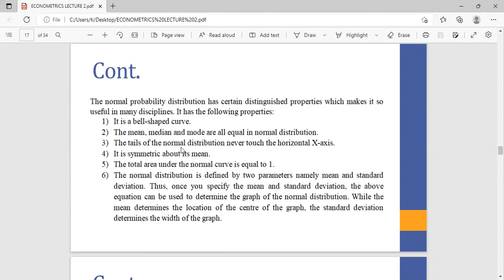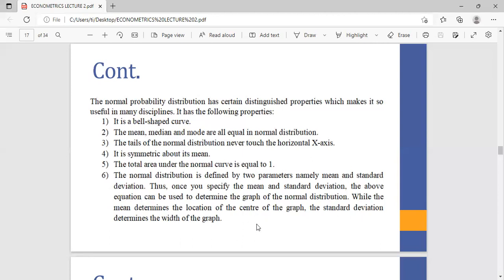The tails of the normal distribution never touch the horizontal x-axis. It is asymptotic in nature. It is symmetrical around its mean value. The total area under the normal curve is equal to 1. Earlier I pointed this out.